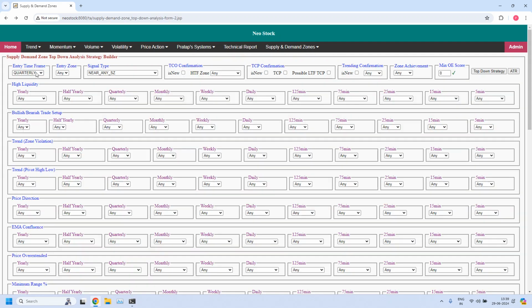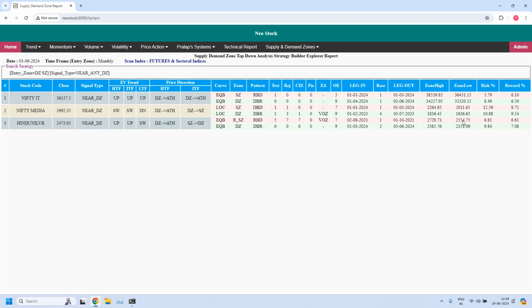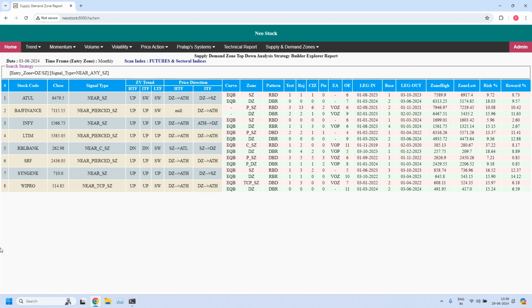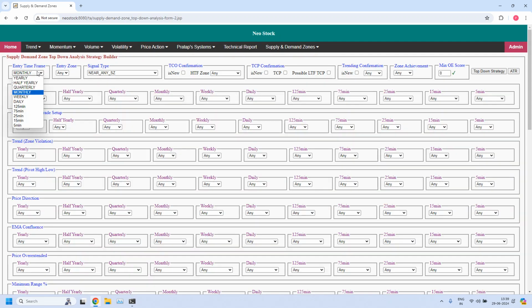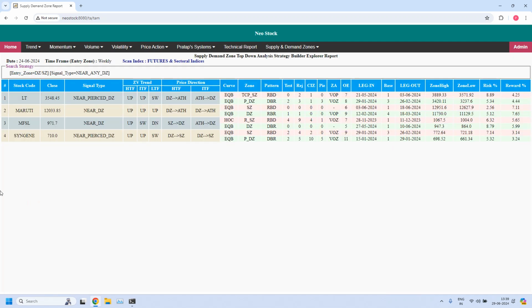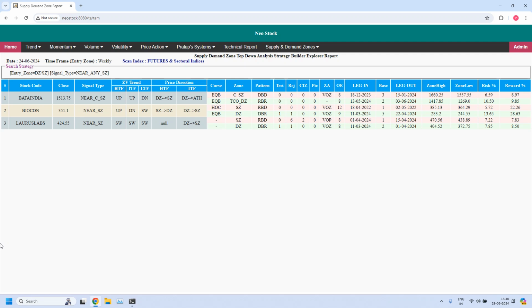So let me go back, changing the time frame to monthly, and let us find the stocks near monthly demand zone. 3 stocks are filtered. Going back. For monthly time frame, let us find the stocks near monthly supply zone. 8 stocks are filtered. Let me go back. Changing the time frame to weekly, and let us find the stocks near weekly demand zone. 4 stocks are filtered. I'm going back. For weekly time frame, let us find the stocks near weekly supply zone. 3 stocks are filtered.